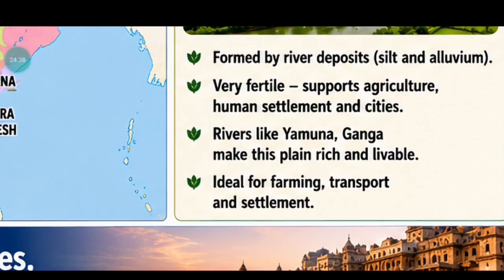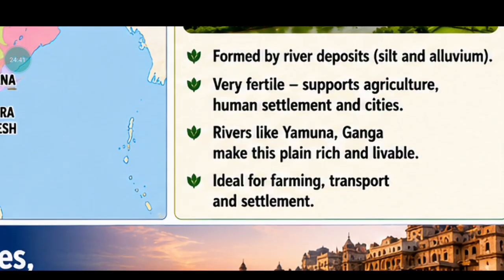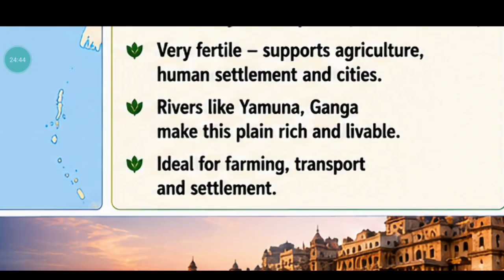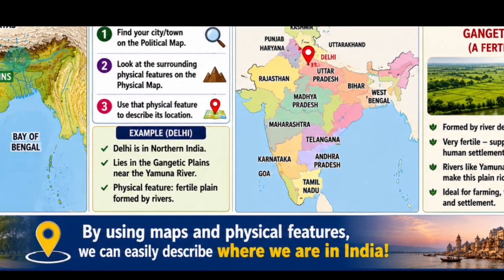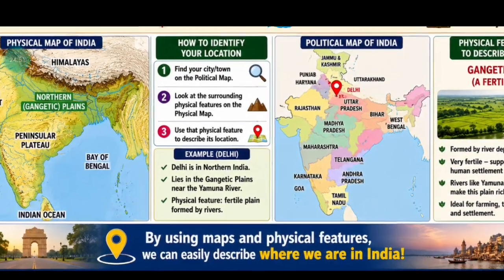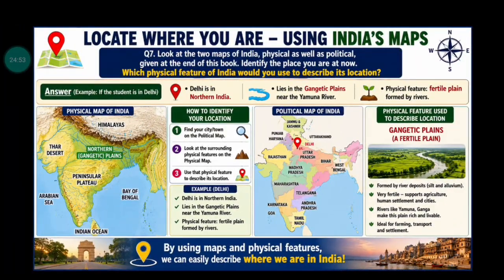That is a different thing. But these rivers support our life, right? Ideal for farming, transport and settlement. So these are the features. So by using a map and physical features, we can easily describe where we are in India. And physical features, that is, you describe the location according to the physical features of India, right?